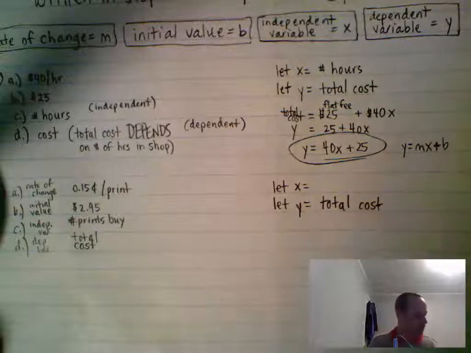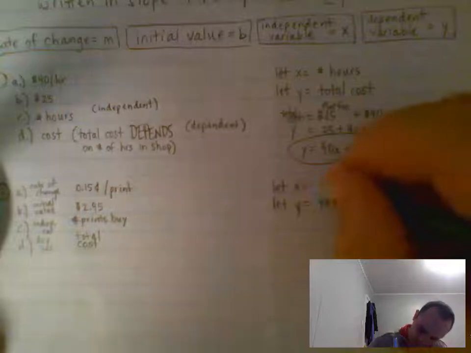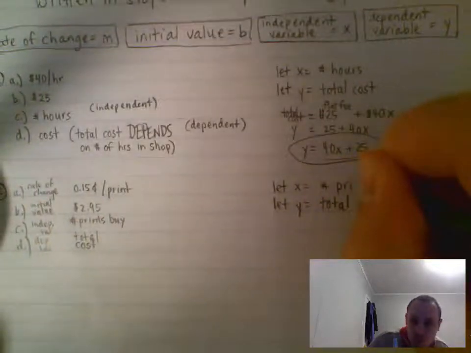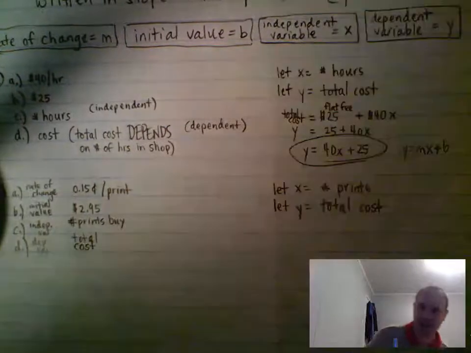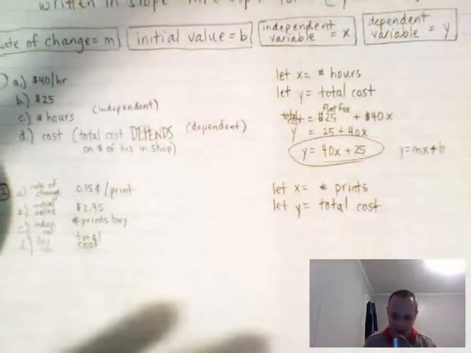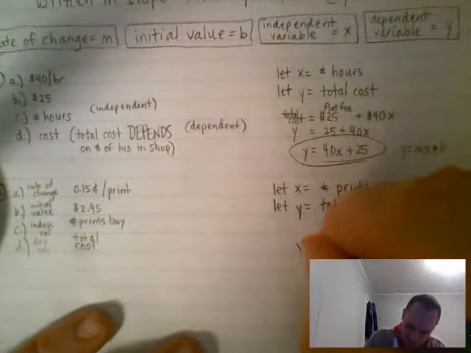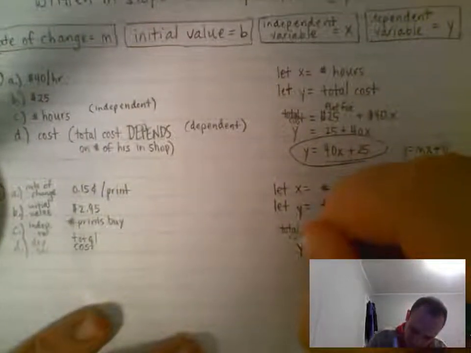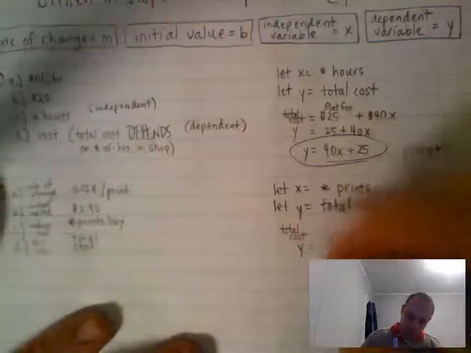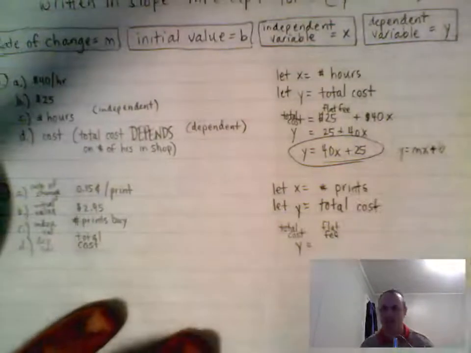So the other thing that could vary is the number of prints you buy. Okay, the number of prints could vary. You could buy 1 print, you could buy 10 prints, that can vary. All right, now, to write our equation, we want to say y equals, remember y is our total cost. Y has to be our flat fee. What's our flat fee in this case? What's the fee that won't change?